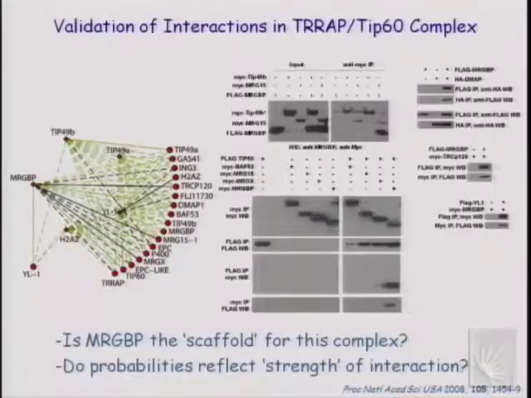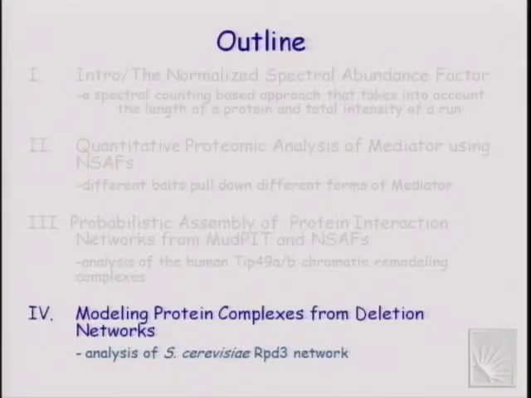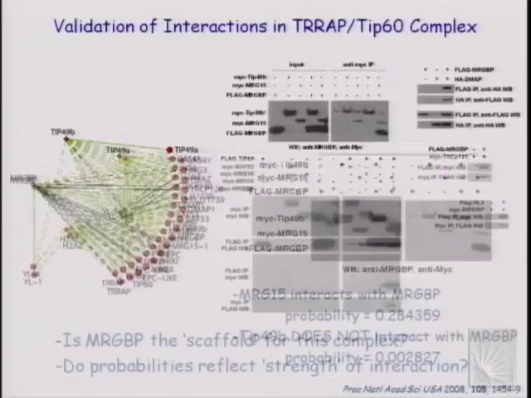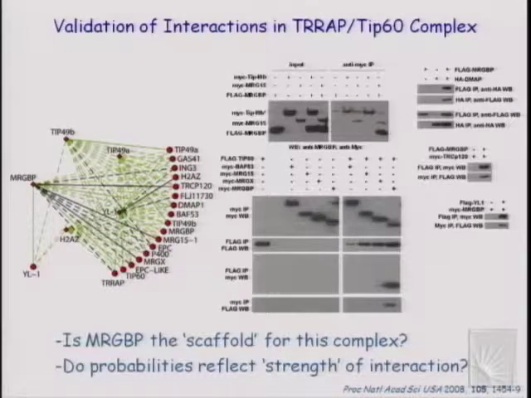It seems from the information that we have, and the new information, that MRGBP is the scaffold for this complex. But what do these probabilities mean? Do they reflect the strength of the interaction or do they mean something else? This is where we decided to do this last part of the presentation on a specific protein complex in yeast, where we can use genetics to study a deletion network. And we don't have an answer yet to this question, but we're getting there.